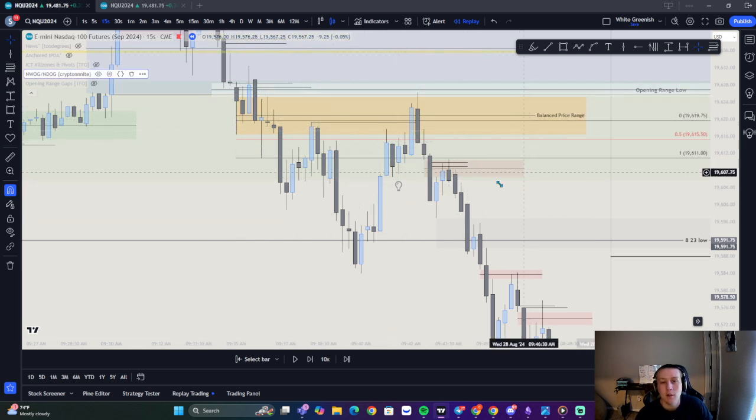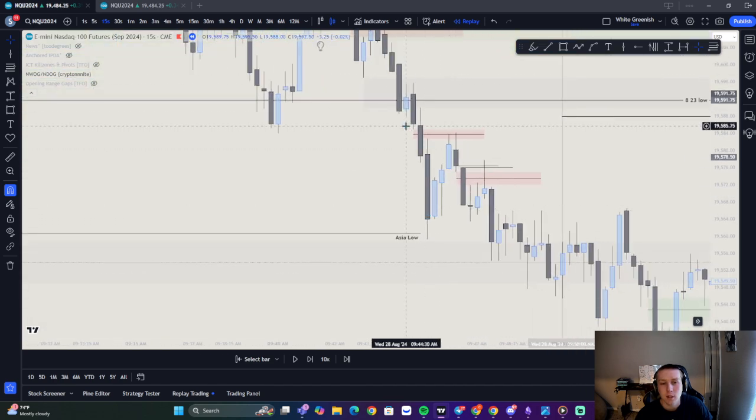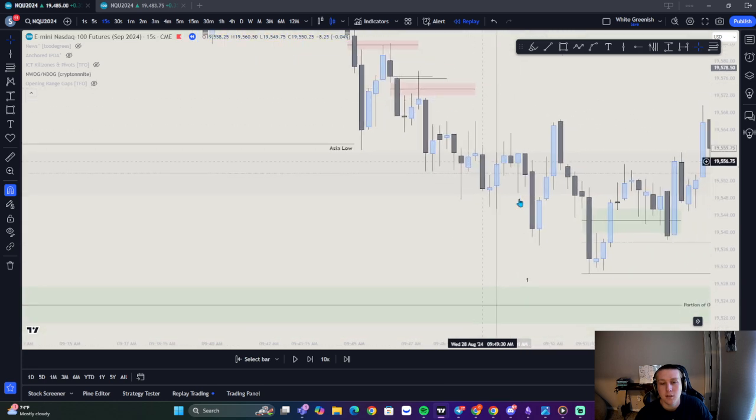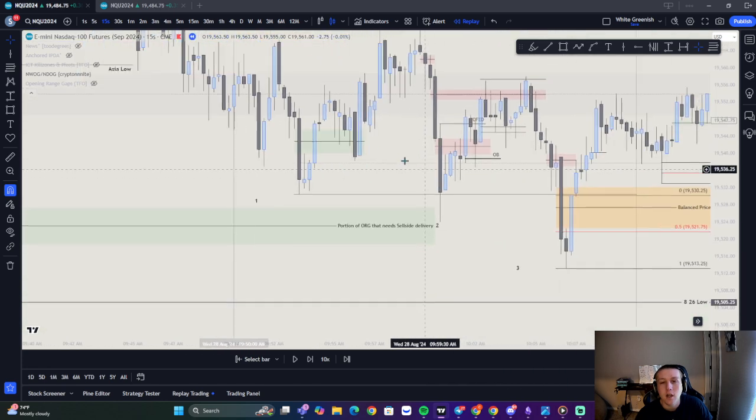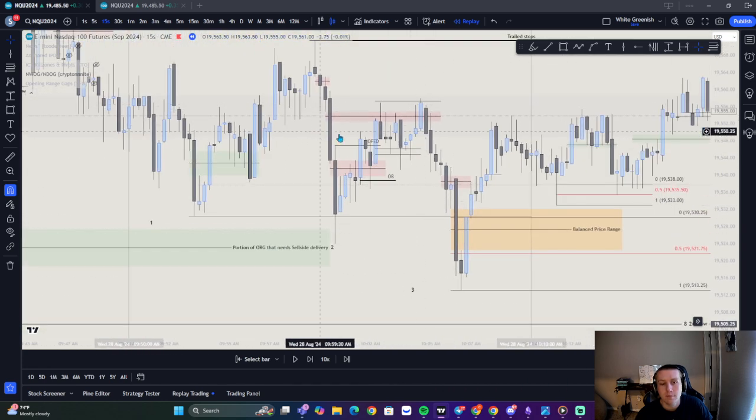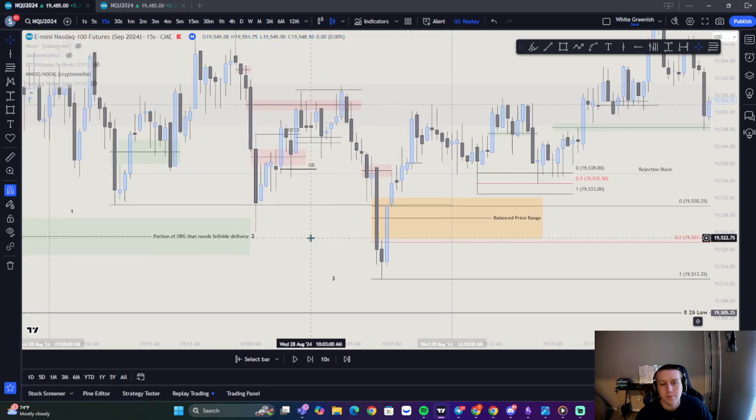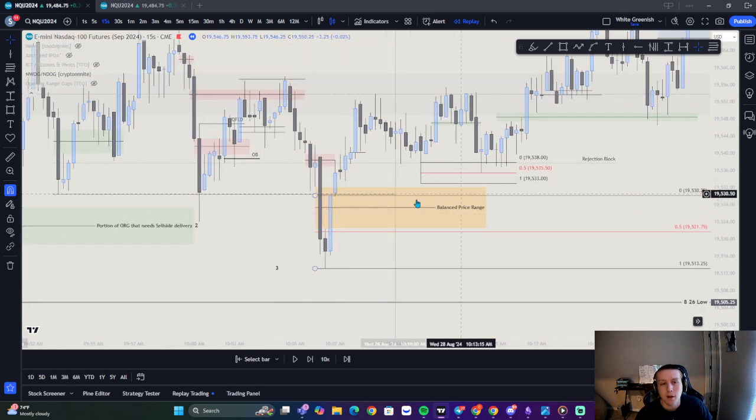Here we have this right here. We trade up into that. Also with this down close candle right there. Boom, that gets respected. Look at these imbalances. And then here we have that 1, 2, 3 drive. Nothing crazy here. Then we have this bounce price range.